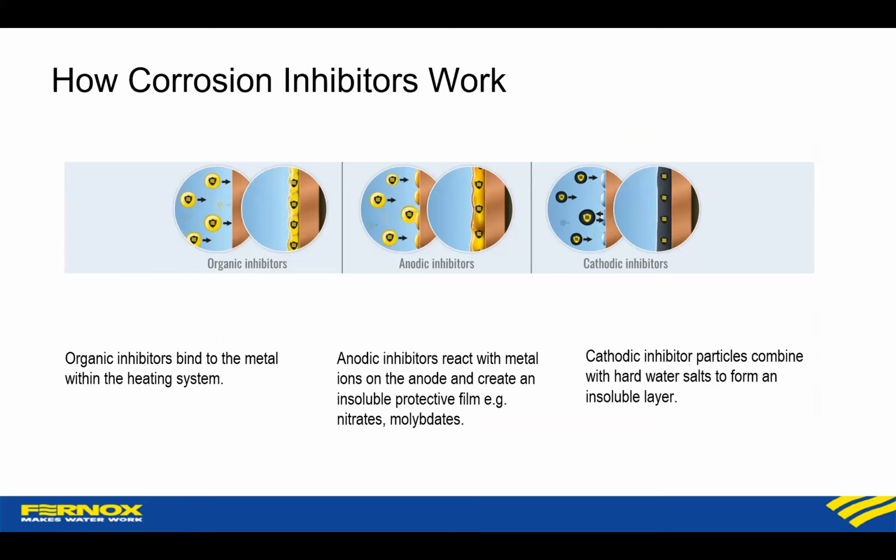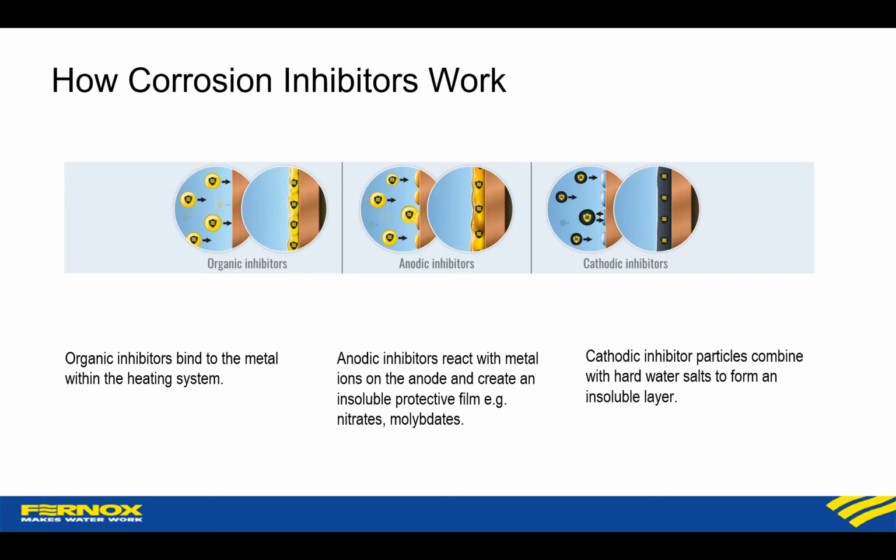So a quick one on how corrosion inhibitors work. You've largely got three groups. You've got organic, anodic, and cathodic. Organic are very simple. They just stick onto the metal and create a barrier between the surface of the metal and the water. So effectively, if you imagine corrosion being a cell, an electrical cell, a circuit, that barrier stops that.